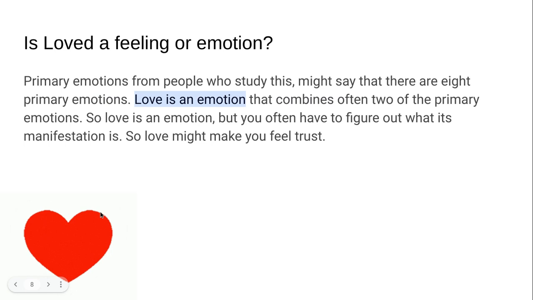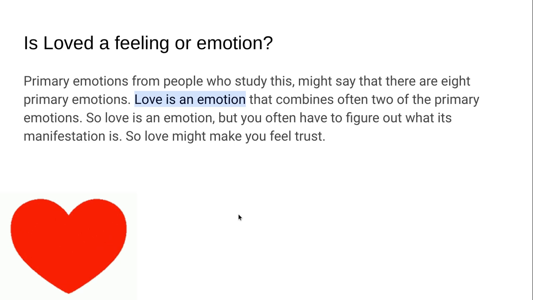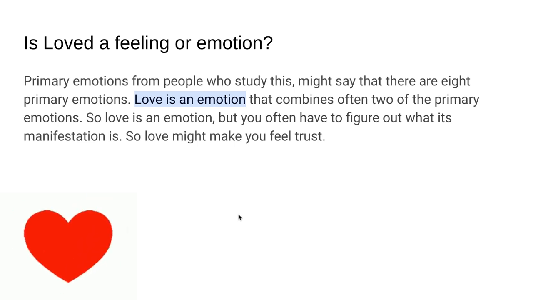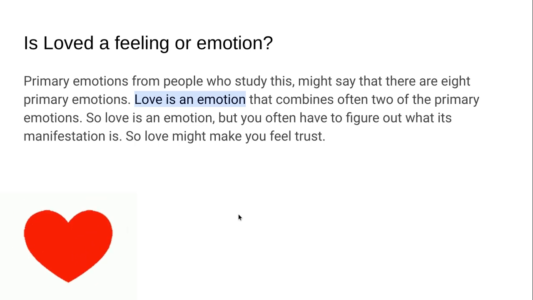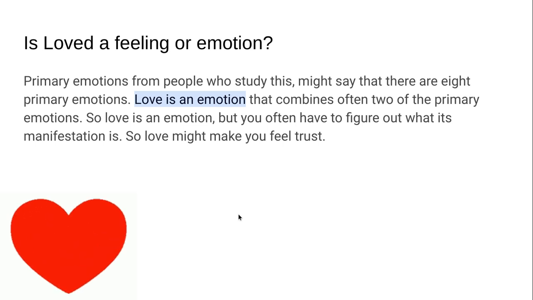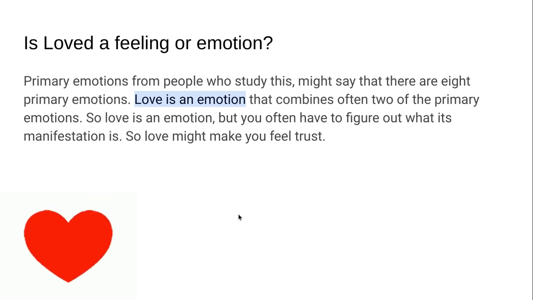I like this image. Is love a feeling or emotion? Primary emotions, people who study this might say there are eight primary emotions. Love is an emotion that often combines two primary emotions. So love is an emotion, but you often have to figure out what the manifestation is.